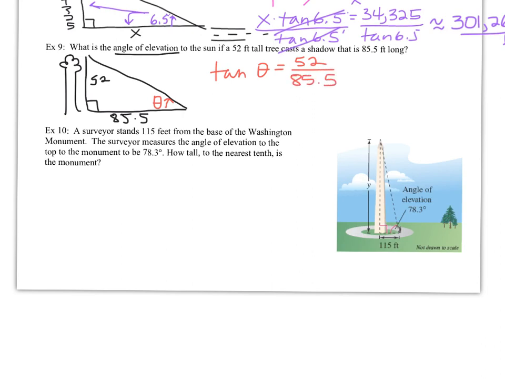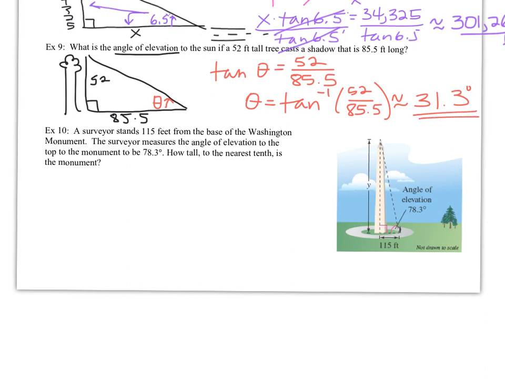And to get theta by itself, we're going to take tangent inverse on our calculator. Tan inverse of 52 divided by 85.5. All right, go ahead and type that in, see what you get. Hopefully you got approximately 31.3, and our label for angles is always going to be degrees.